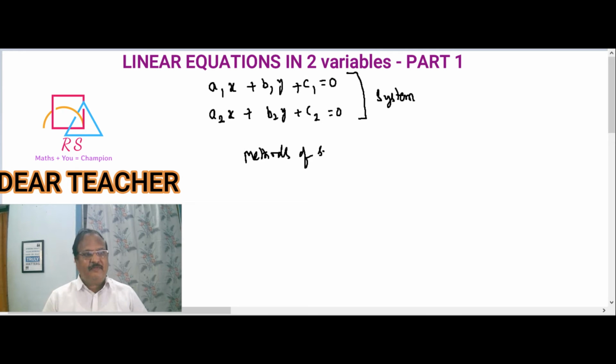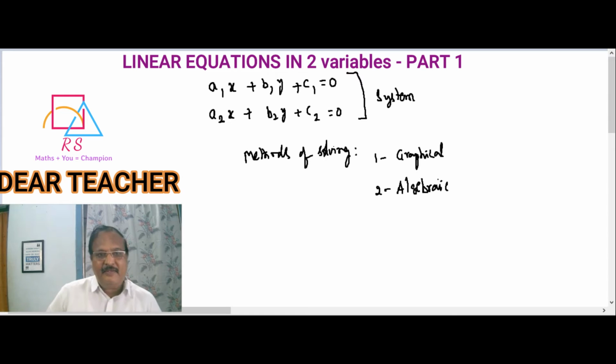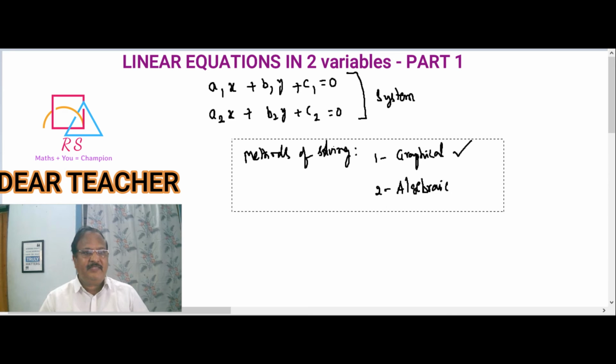Methods of solving. So how to solve? There is the first method, the graphical method. Second, the algebraic method. Graphical method, let us understand now. Algebraic method, after the graphical method we will go for it. Graphical method, what does it mean? Graphical method means you have to draw the graph.